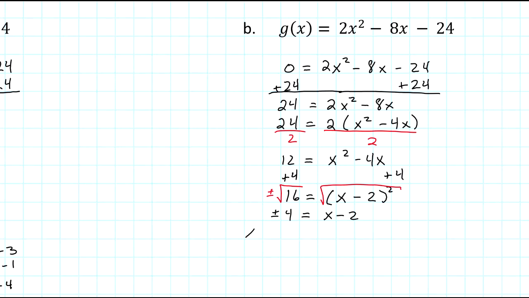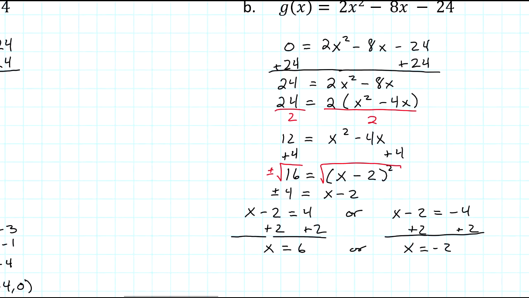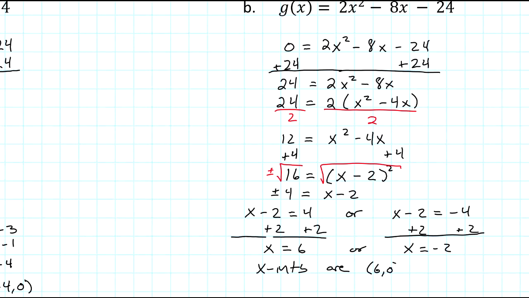Break this up into two separate equations. We get x minus 2 equals 4, or x minus 2 equals negative 4. We add 2 to both sides. We will then get x equals 6, or x equals negative 2. So our x-intercepts here are the points 6, 0, and negative 2, 0.